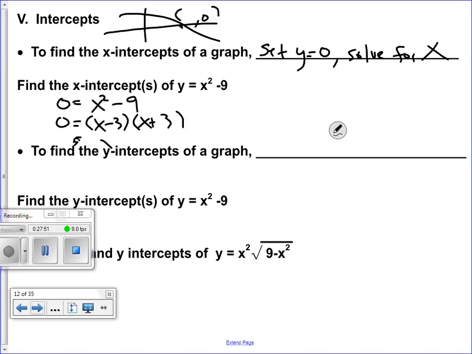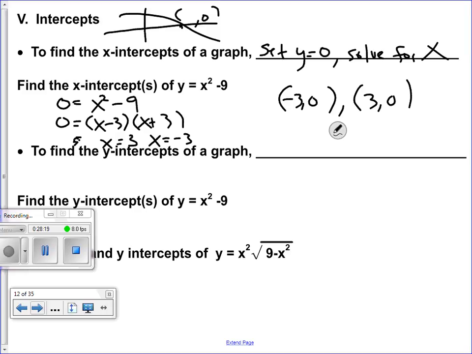So you have x equals 3 and x equals negative 3. Now, when you write your x-intercepts, write them as points so they don't look like lines. So the points where our graph crosses the x-axis are negative 3, 0, and 3, because we already knew that the y coordinate was 0. We could have filled that in right away.